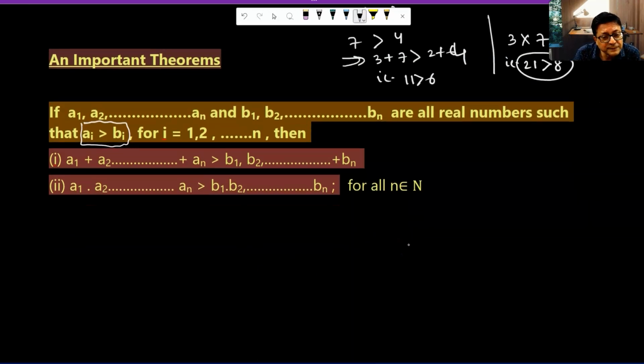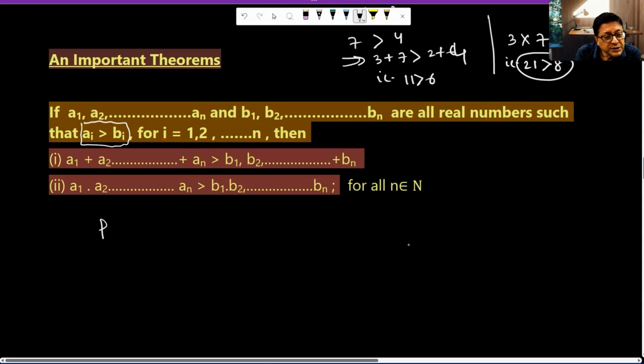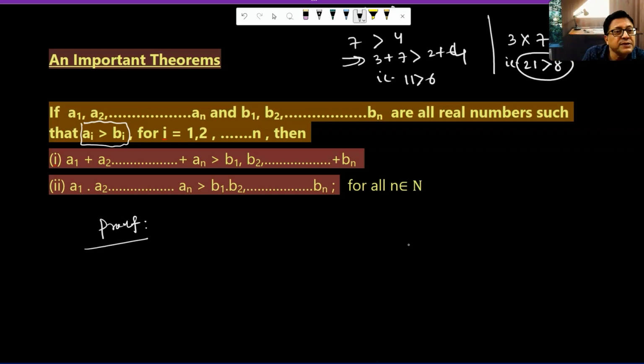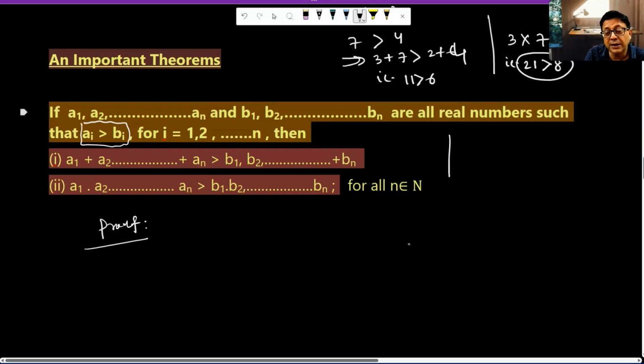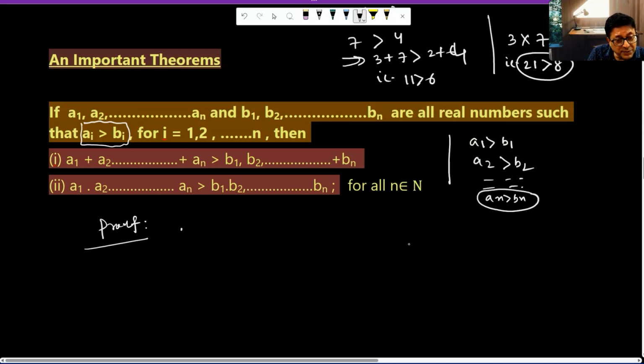Let me prove it. See how to prove this. First one. I told you, when you compare two quantities, you start with the difference. With the difference, it is easy to prove. ai greater than bi is given, we should remember. ai greater than bi means what? a1 greater than b1, a2 greater than b2, this way, an greater than bn. Okay? So let me start with number 1.